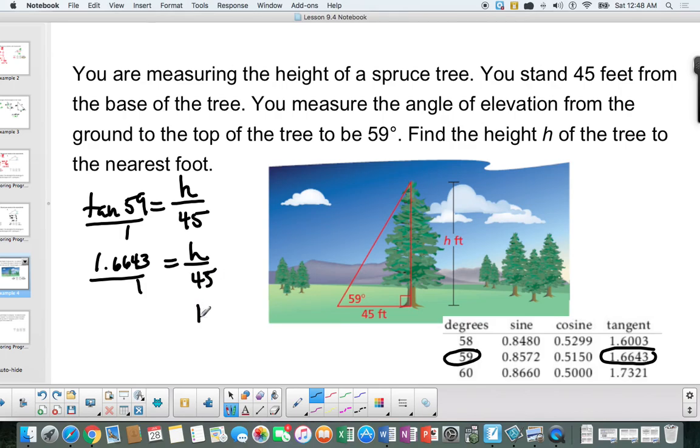So you can see we're going to cross multiply to get our h. 45 times 1.6643, and when I get that answer, I'm going to get 74. Rounding to the tenths place is going to give me a 9. So this is going to be 74.9. Now, does this seem reasonable? Well, this angle is 31 degrees. Opposite 31 is 45, but opposite the 59-degree angle should be larger. So this looks like I'm in the right ballpark here.